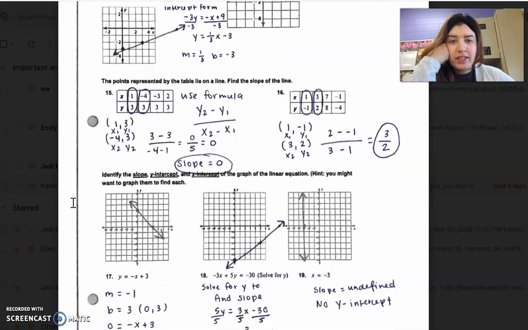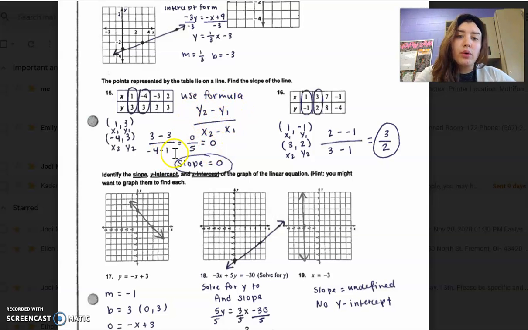Okay, so 15 and 16, they want you to tell them what the slope is. So they give you a table. So this table has groups of ordered pairs. So our first one is (1, 3). And then our second one is (-4, 3). So all you have to do is label the first set x1, y1, second set x2, y2, and then you plug it into a formula.